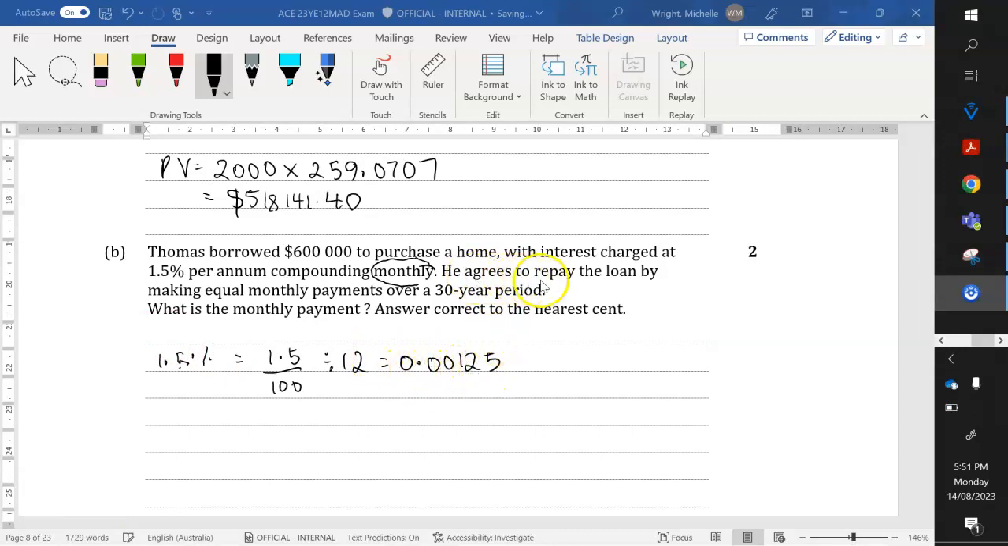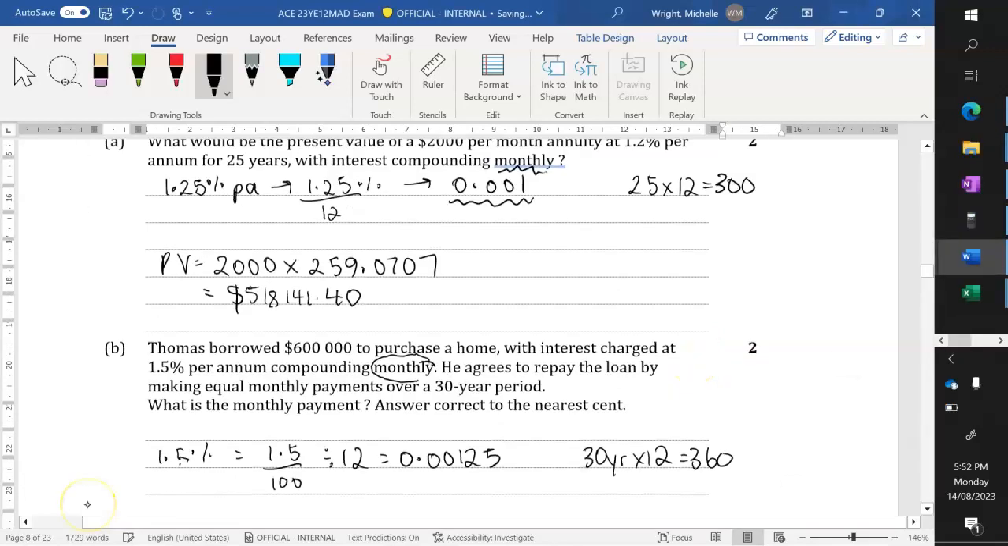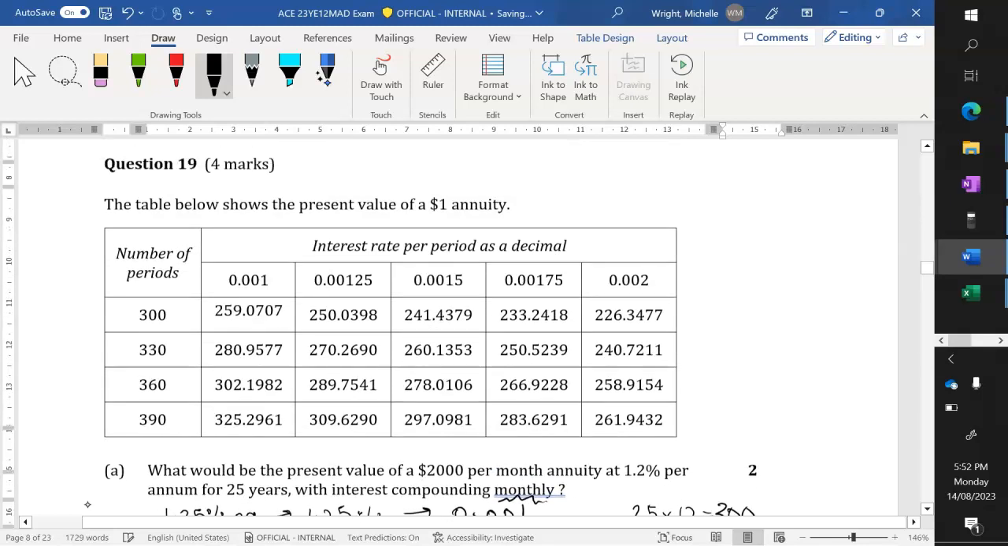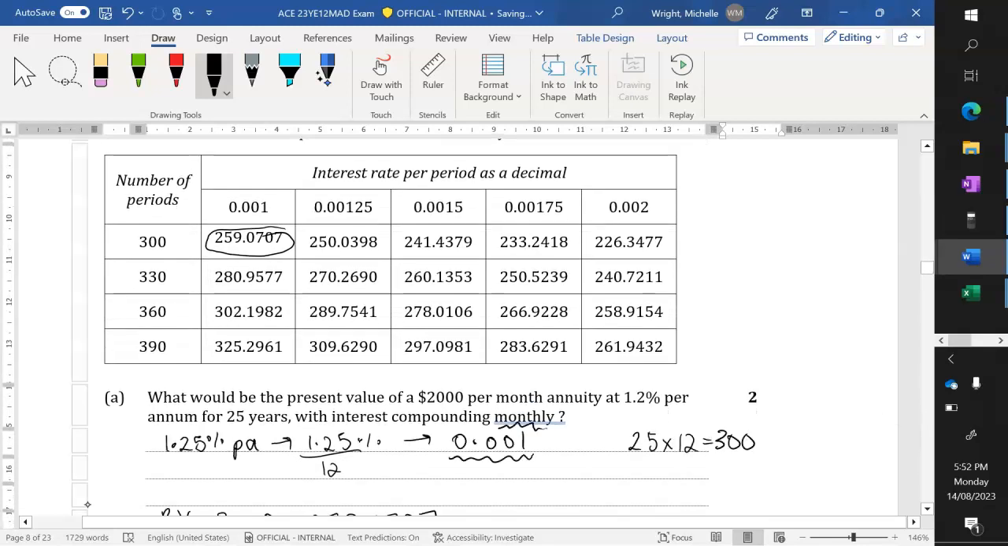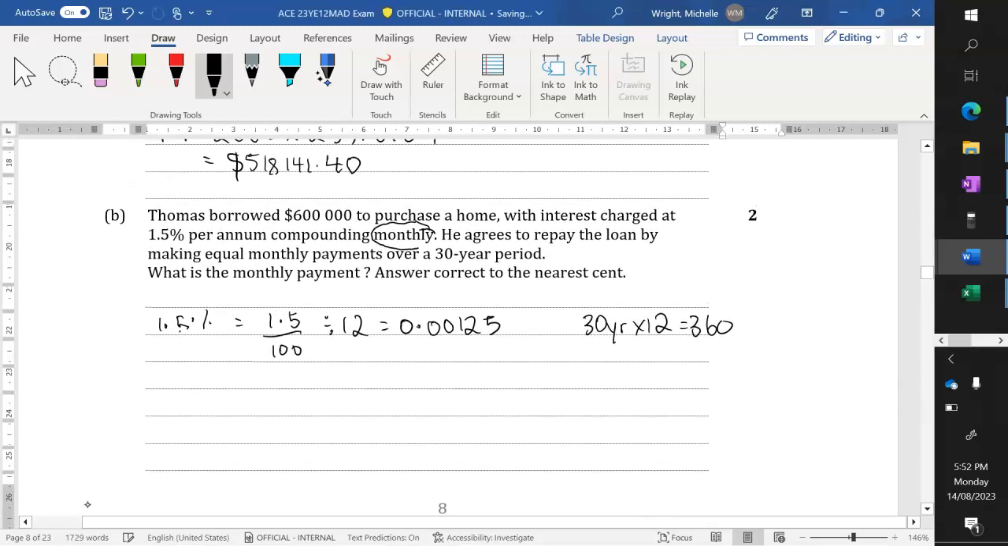So he agrees to repay the loan by making equal monthly payments over a 30-year period. 30 years times by 12, which is going to give us 360 months. So again, you go up to the table, you find your 360 months and 0.00125, and our new value that we want is 289.7541.